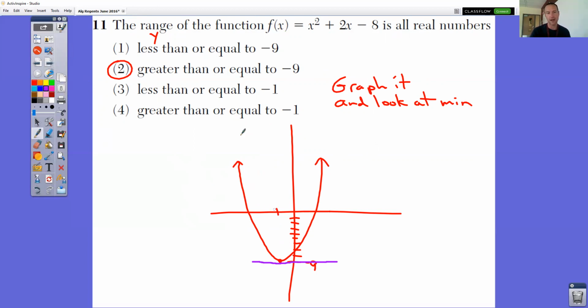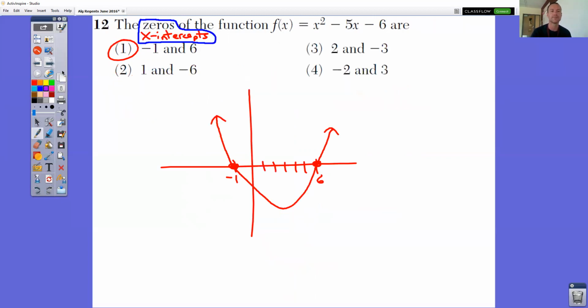Be careful. If they were asking you for the domain, the domain are your x values. Those go side to side. It would be all real x values, negative infinity to positive infinity.